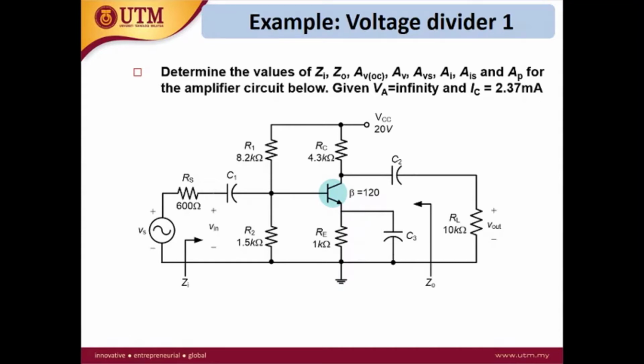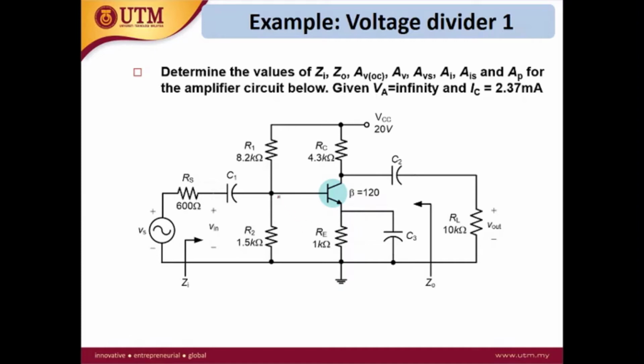Okay, but in terms of AC analysis, the thing that you need to consider is whether there is a bypass capacitor at the emitter resistor or not, whether it is bypassed or unbypassed. These are the two considerations that you need to take into account when you want to do the AC analysis of the common emitter. Okay, so next let's do the example for the voltage divider circuit.